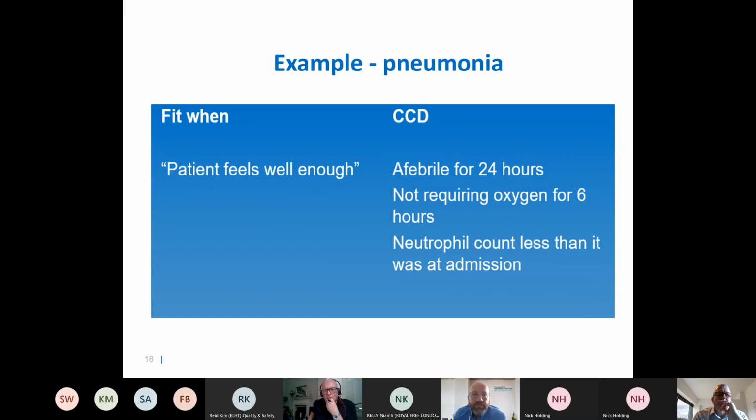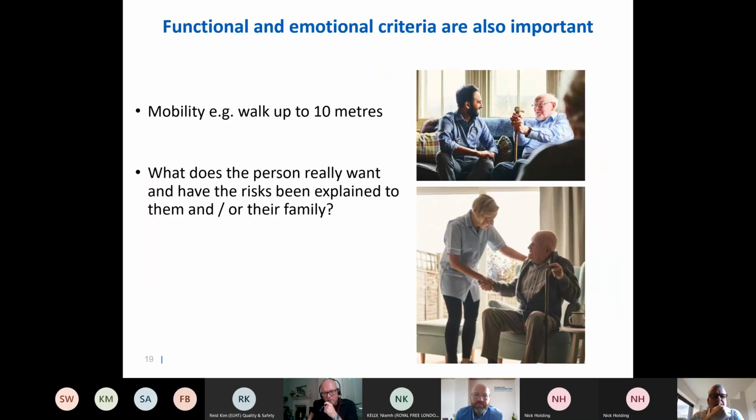Another good example is a patient with pneumonia, fit when the patient feels well enough. Well, what does that mean? How can we talk about that a bit more clearly? That patient perhaps will be afebrile for 24 hours, not requiring oxygen for 6 hours, and the neutrophil count less than it was at admission. Again, these are measurable outcomes that we can be clear about, meet, and deliver a clinical criteria for discharge.